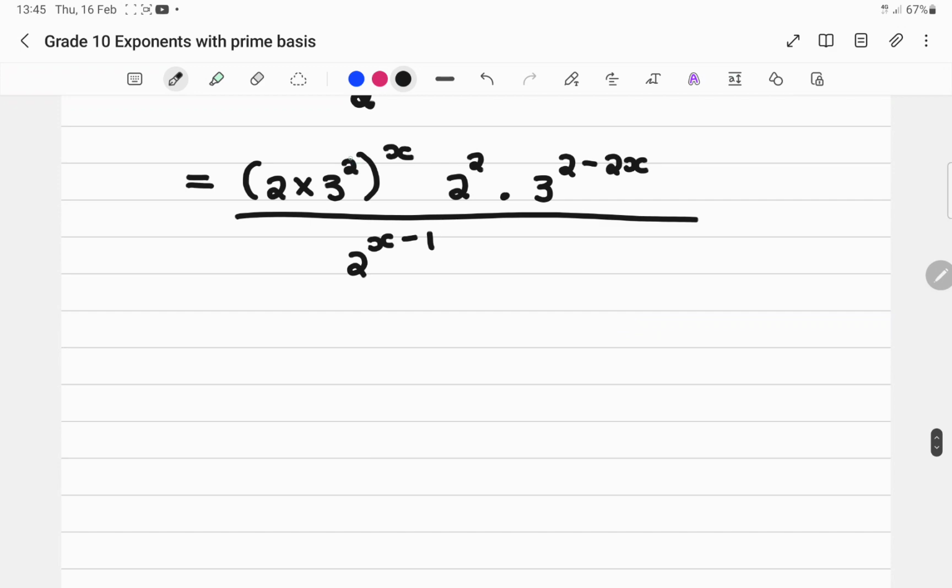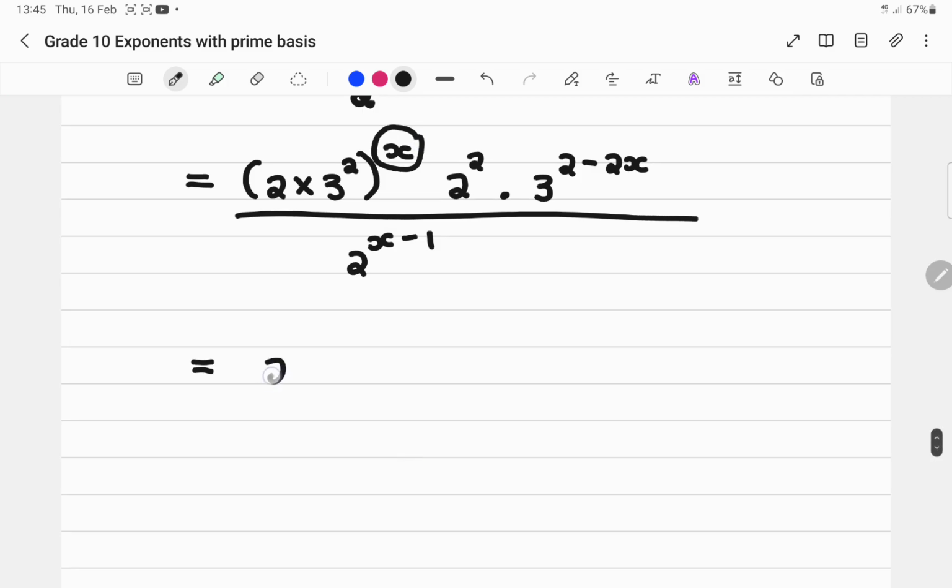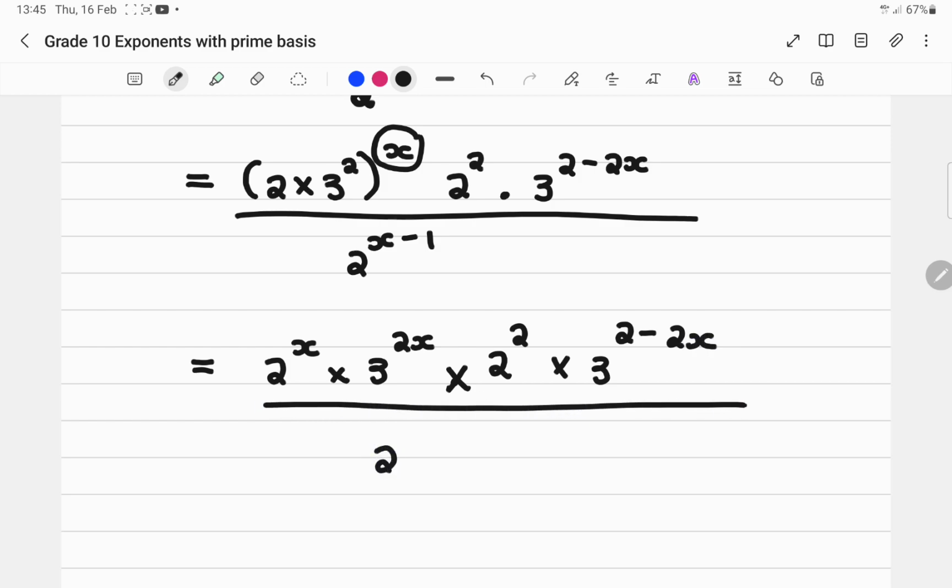Again, when we've got brackets and exponents, everything inside the bracket is to that power x. So it's going to be 2 to the power x times 3 to the power 2x times 2 to the power 2. You can make a dot or a times sign, doesn't matter. Times 3 to the power 2 minus 2x, all over 2 to the power x minus 1.